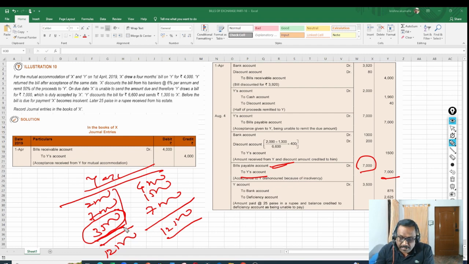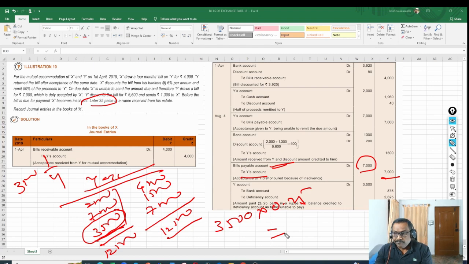But how much did he pay? 25 paisa he paid, one-fourth of 3,500. So how much will it be? 3,500 times 0.25. Simple. How much will it come to? 875 rupees. So he paid 875 rupees.